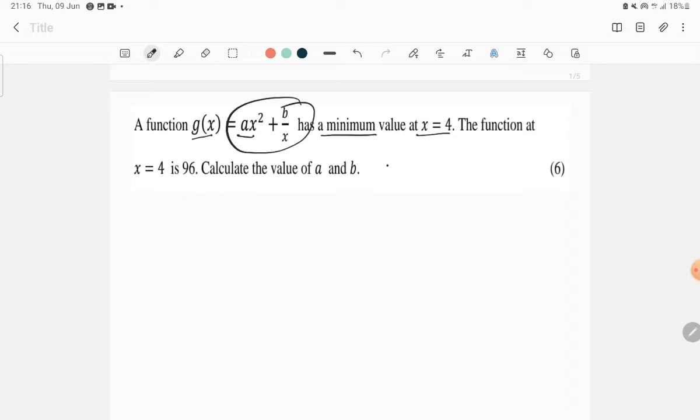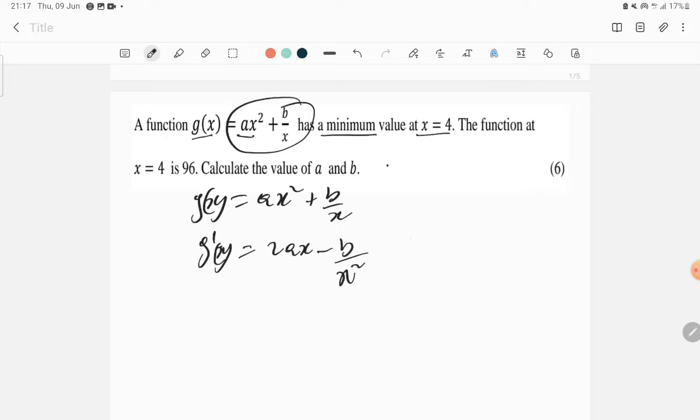So now to find the turning point, we know that at the turning point the gradient of the function, or the derivative of the function, is equal to 0. So it is wise for us to differentiate this function now. Finding the derivative, you will find g prime of x being equal to 2ax, then negative b over x squared. So this is the derivative of this function.